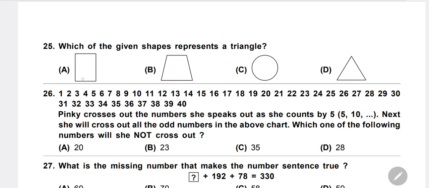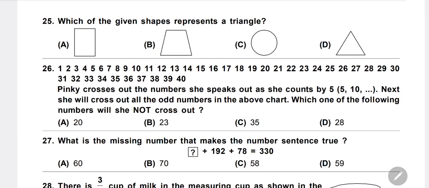Which of the given shapes represents a triangle? First is the rectangle. A rectangle has 4 sides and the angle between 2 sides is 90 degrees. The second is a quadrilateral because it has 4 sides. Next is a circle. A 3-sided figure is called a triangle. So this is the answer. This is the triangle.